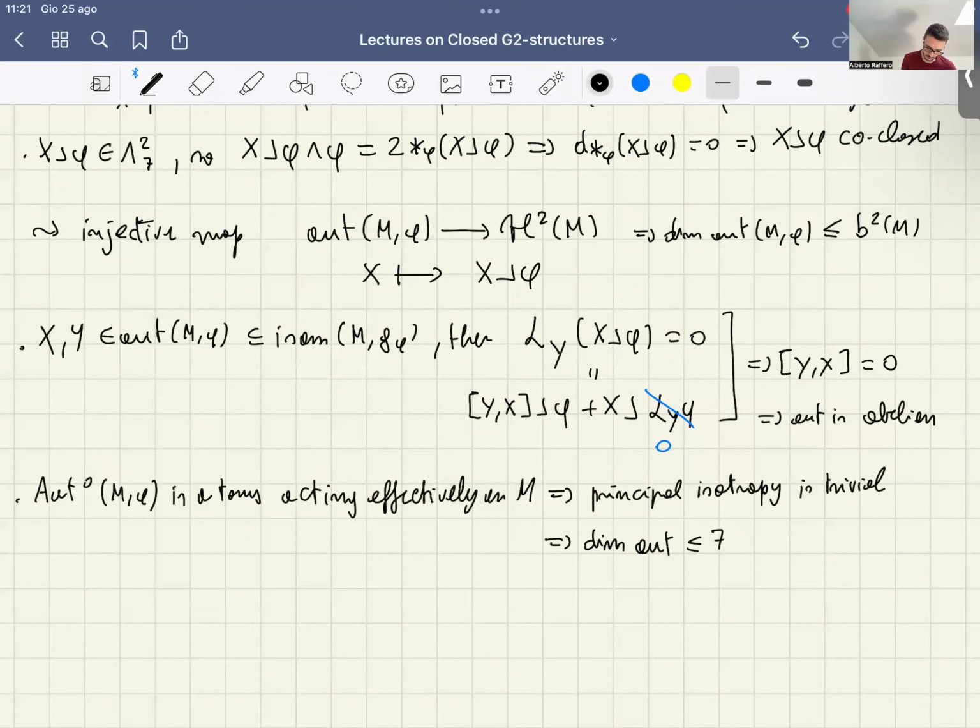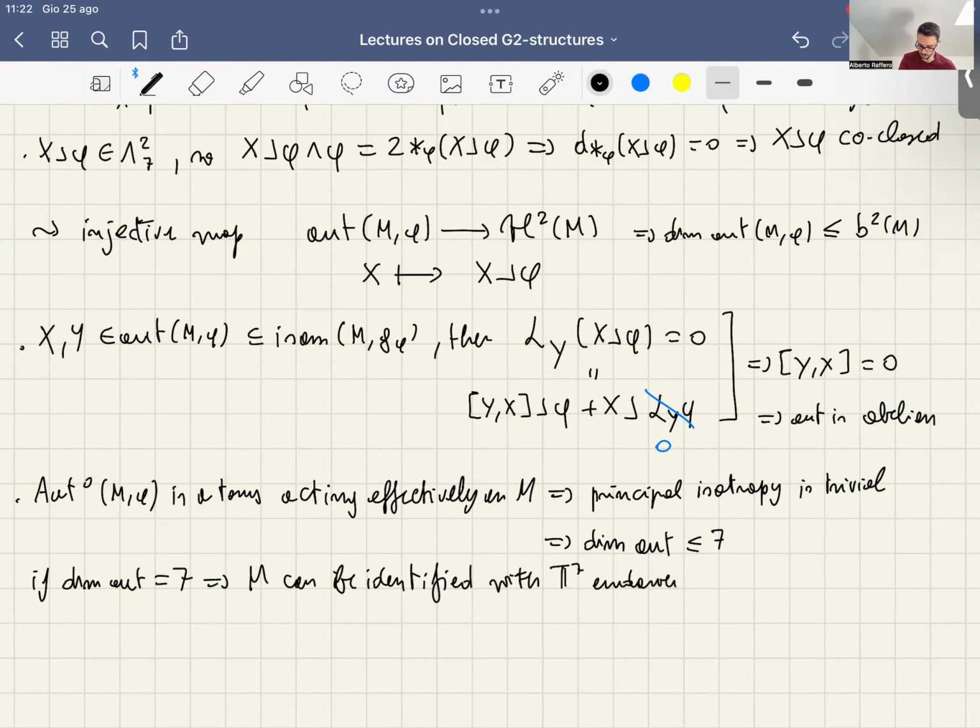And if the dimension is precisely 7, then you can identify M with the 7-torus endowed with the flat G2 structure.